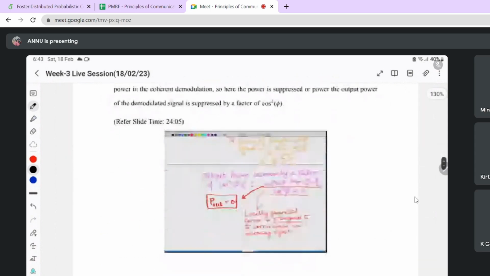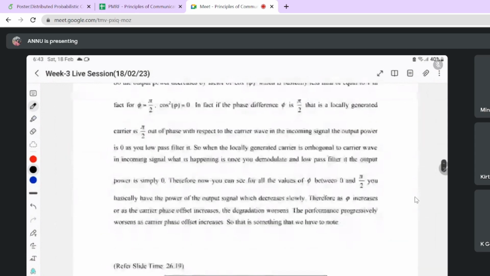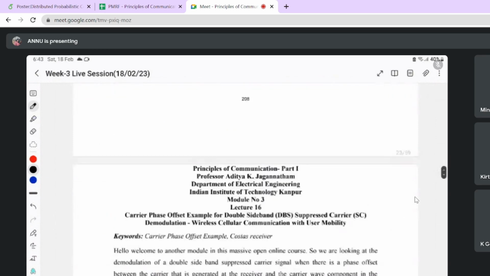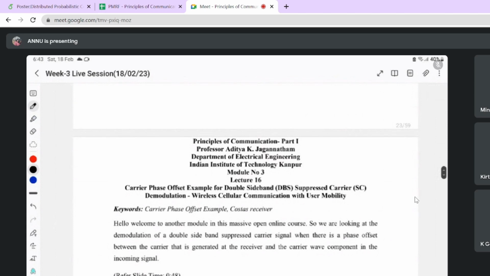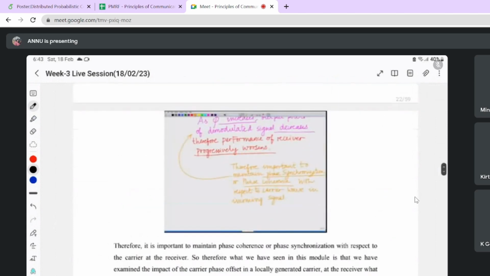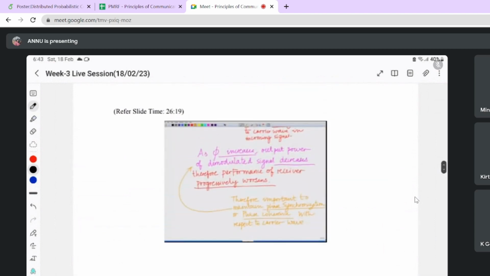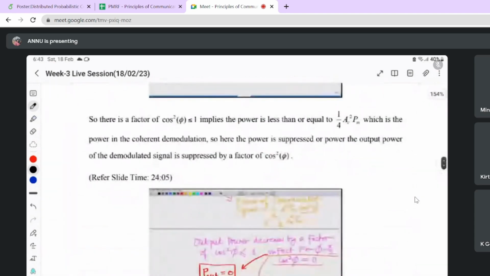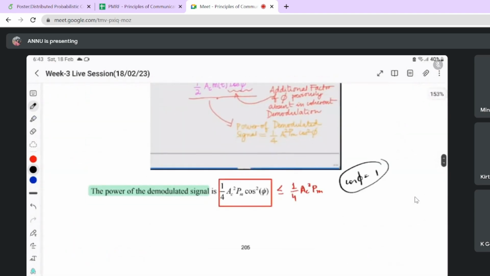So how the value of cos phi varies, you will have the proper expression for the Costas receiver. I think it is covered here. For the Costas receiver, it is therefore important to maintain phase. So one analysis is this: you have the power of the demodulated signal.